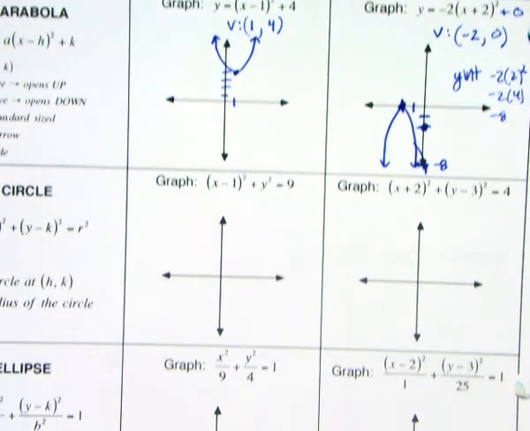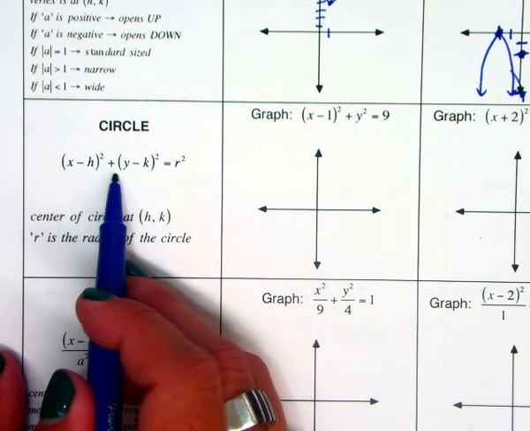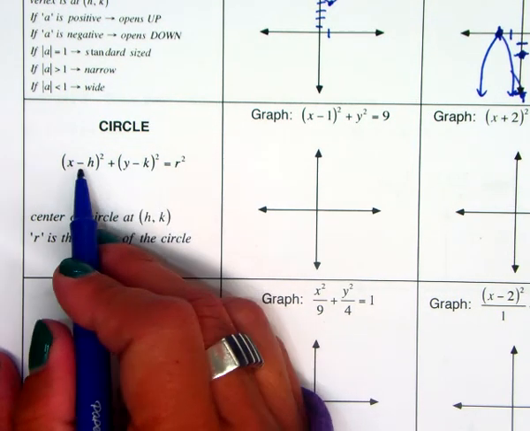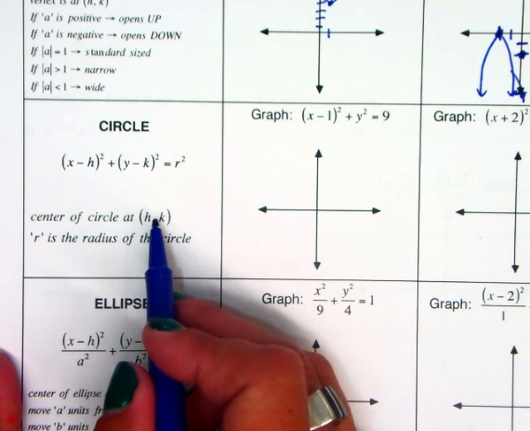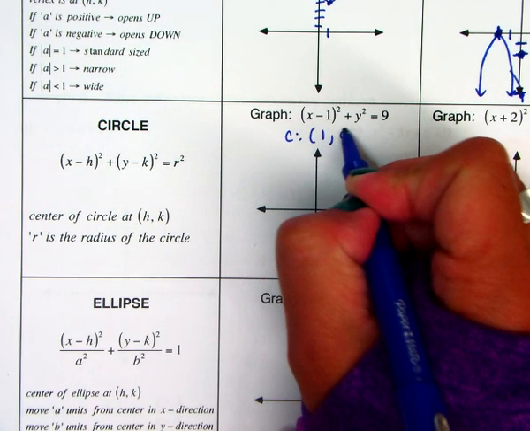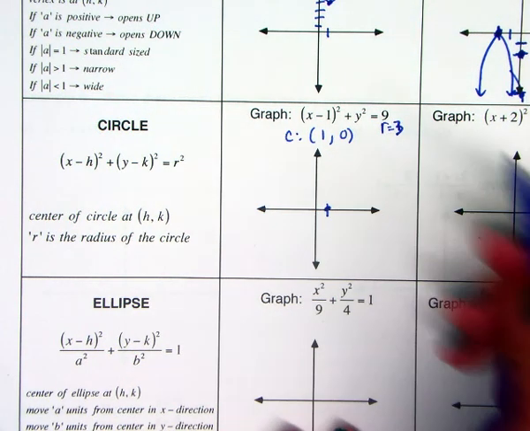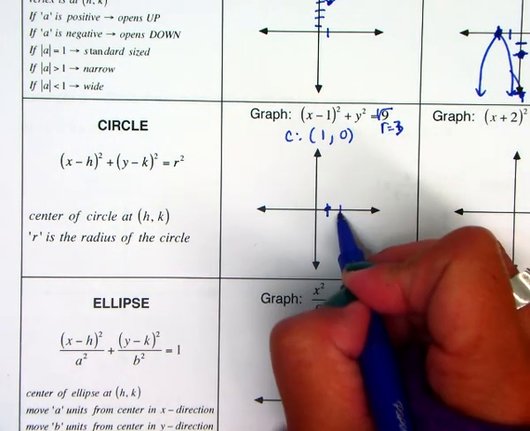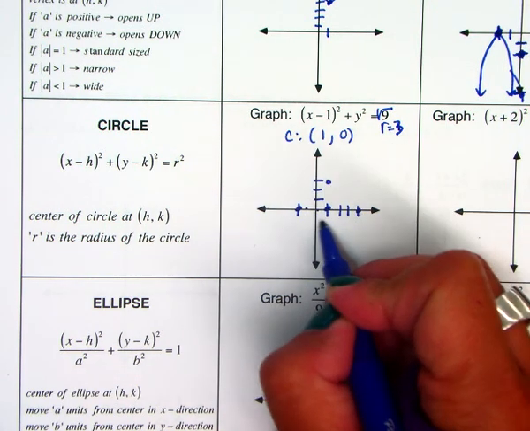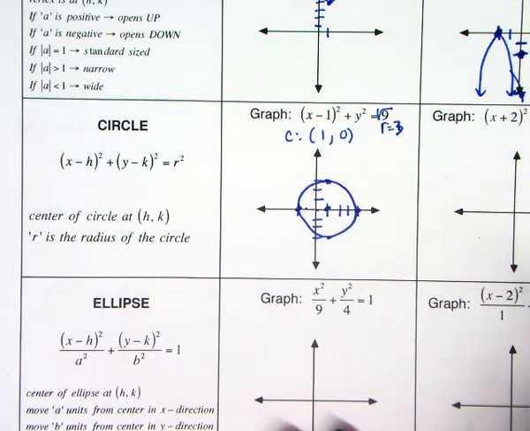All right, circle, you guys remember how to graph circles. So for a circle, this is our standard, x minus h squared, y minus k squared. In this case, you change the sign of both h and k to get your center. R is your radius. So for this first one, my center would be at positive 1, comma 0, radius of 3. Square root gives us 3. So I go out 3, up 3, down 3, and I try and draw a nice circle.